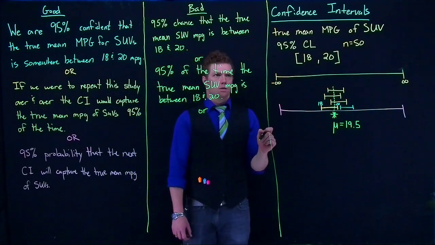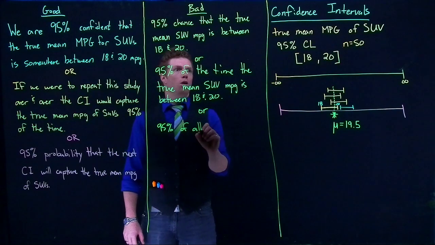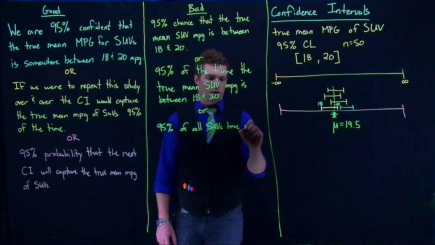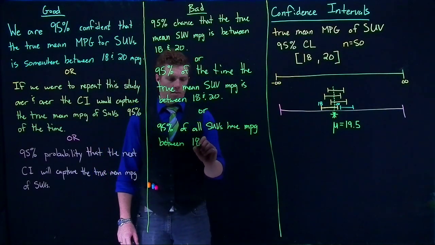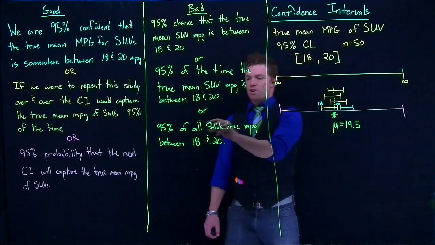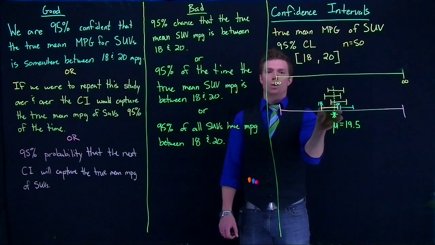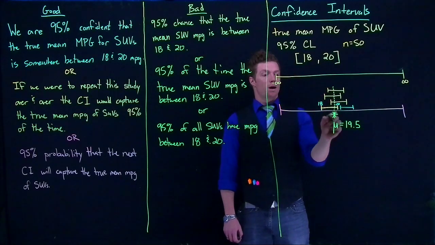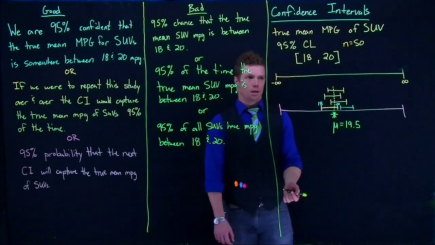Let's do another one. We've got 95% of all, we'll say of all SUVs have MPG between. All right, the problem with this one is that we're trying to talk about 95% of all of these SUVs having this MPG between, and so that's saying all of the individual measurements are in between here. And that's not what we're saying. We're saying that our sample averages are in between, that the true population mean is between these guys. It has nothing to do with these individual measurements. So this is a poor one as well.